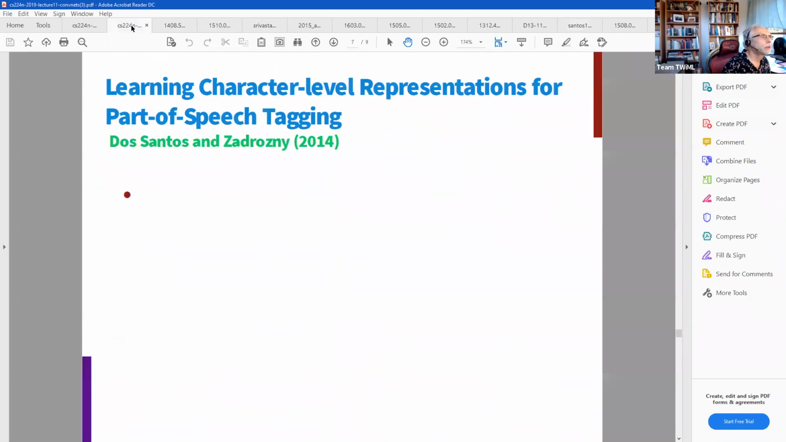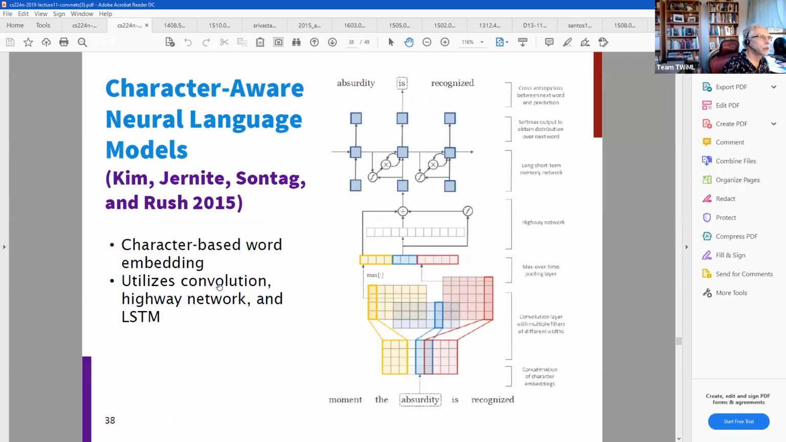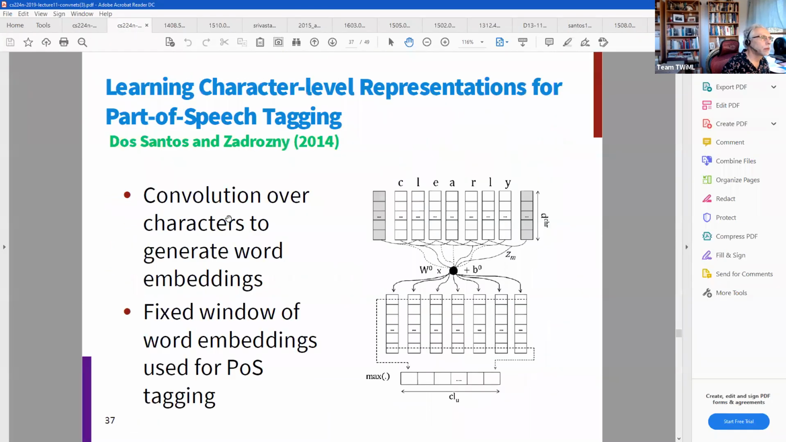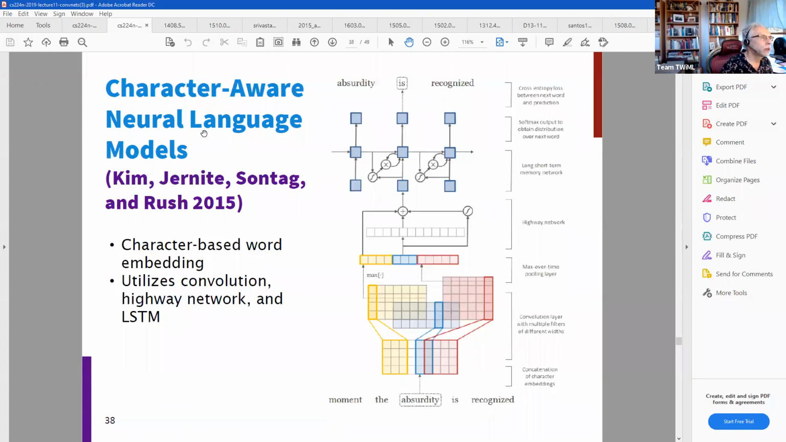Back to the presentation. So the next thing he talks about, wait, what did we do? Character level representations for part of speech. That's the one we just went over. The next one is character aware neural language models, character-based word embedding. So again, it's character level. It utilizes convolution, which we've talked about, highway network, which we've talked about a little bit, and LSTMs, which we've already talked about before. So here's an example of the architecture.